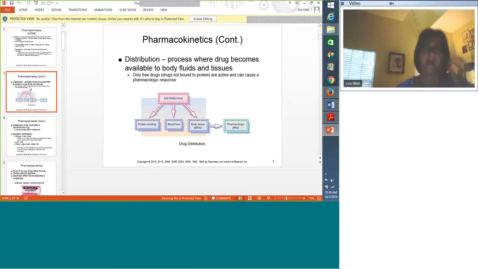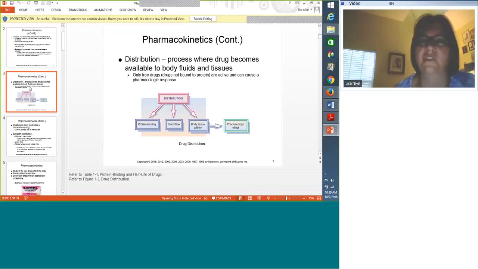Then we're going to talk about the pharmacokinetic stage of distribution, the process where the drug becomes available to body fluids and tissues. So it came from a bottle on the shelf, went in through the route that it needed to go to, but now it's got to get to the body fluids and tissues. Only free drugs, which are drugs not bound to proteins, are active and can cause a pharmacologic response. We'll talk more about this again with regards to specific drugs, but I want you to have this visual that it depends on whether the drug is protein bound or not.